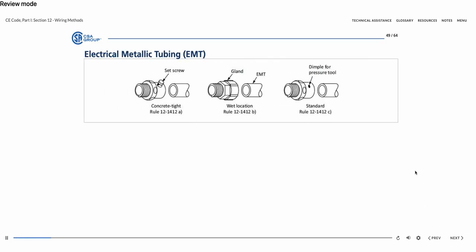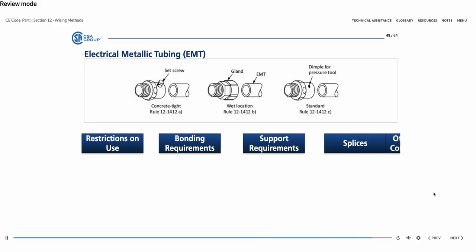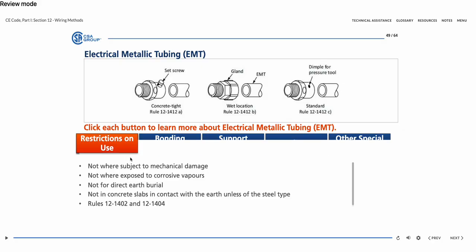Moving on to electrical metallic tubing, commonly referred to as EMT, electrical metallic tubing is a metallic raceway that has a circular cross-section that conductors are drawn into and out of. EMT is one of the most popular conduit choices for general installations in commercial, institutional, industrial, and even high-density residential construction. There are, however, limitations on the uses of EMT.